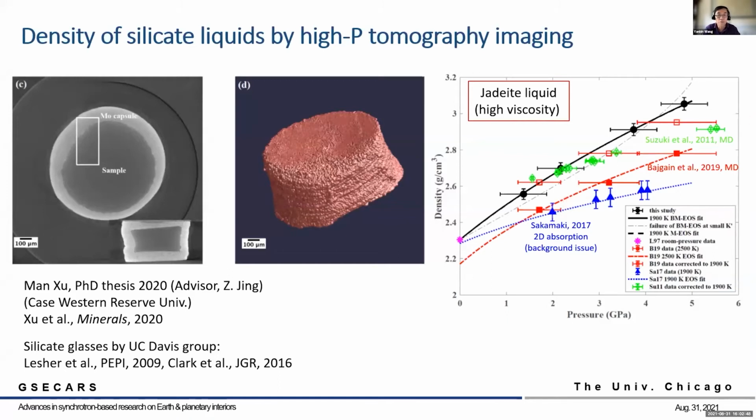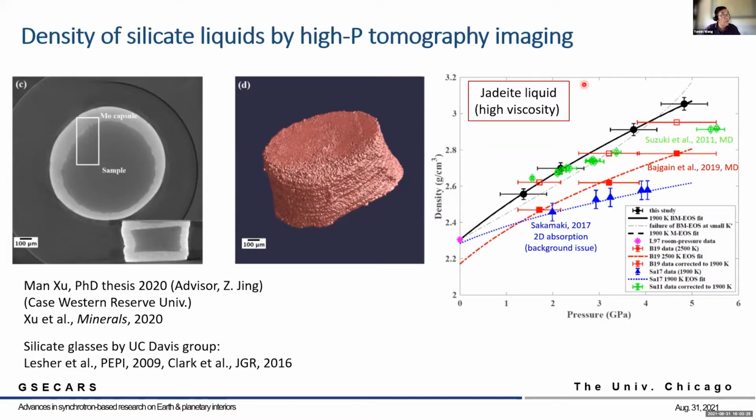Another application is to image volume of non-crystalline materials to measure density and construct equilibrium state. This has been touched upon by Nicola in his talk earlier for Soleil synchrotron. For us, this is particularly useful for high viscosity melts. Here is an example of a volume rendering for liquid jadeite. This is the work by Mang Zhu when he was a PhD student at Case Western Reserve University.